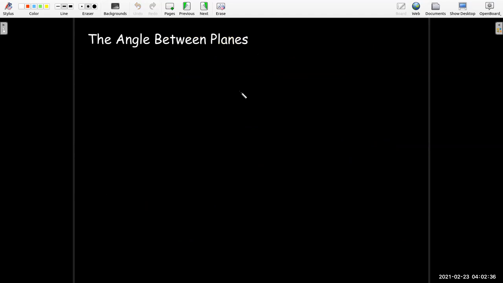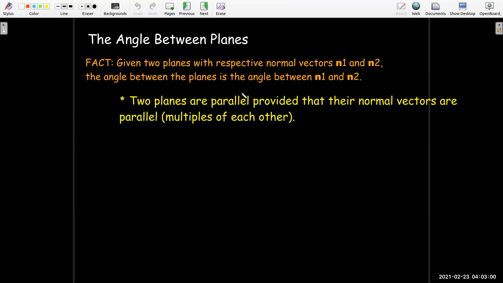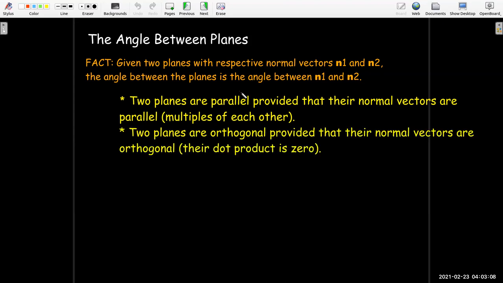All right, the angle between planes. We can calculate the angle between planes using the given fact, and it just comes from some basic geometry. If the normal vectors are n1 and n2, then the angle between the planes is going to be the angle between the normal vectors n1 and n2. Which tells us that if I want to know if two planes are parallel, I just need to check if their normal vectors are parallel, or if I want to check if the planes are orthogonal or perpendicular, I would just check if the normal vectors are orthogonal.